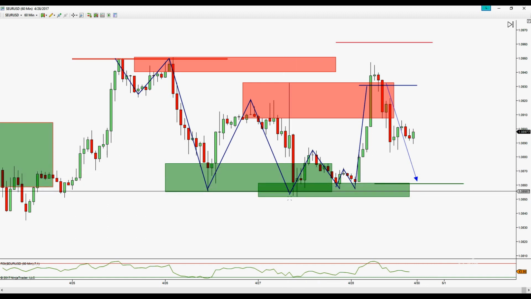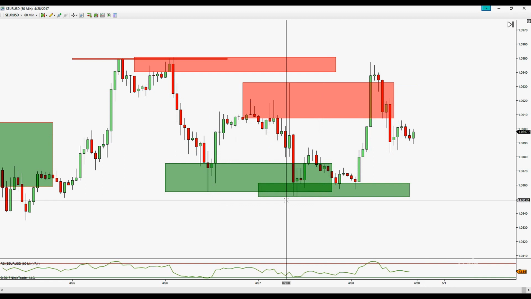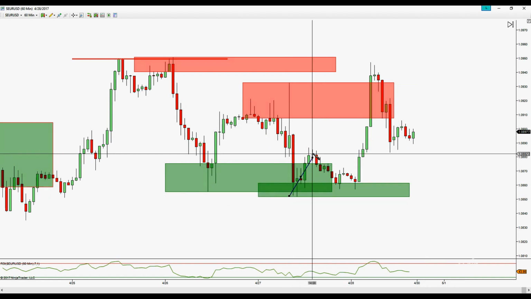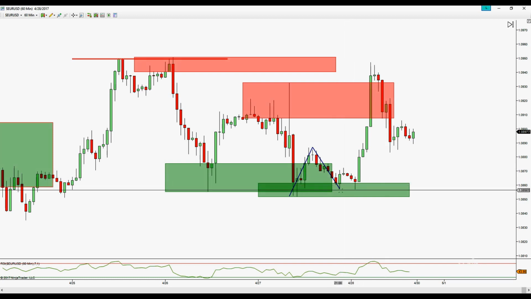So I'm going to look at this bigger double bottom here. Let me delete all these real quick so you can see what I'm looking at now. What I'm looking at now is this double bottom here, and price rallied out. I got short. I'm looking to come back down in here.